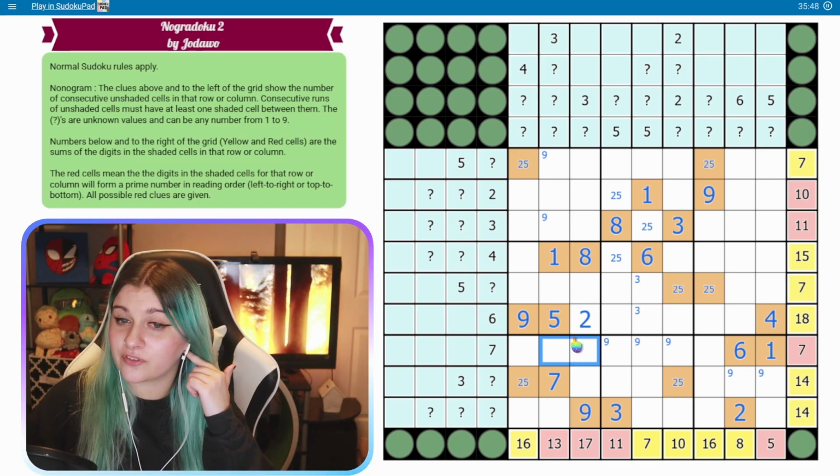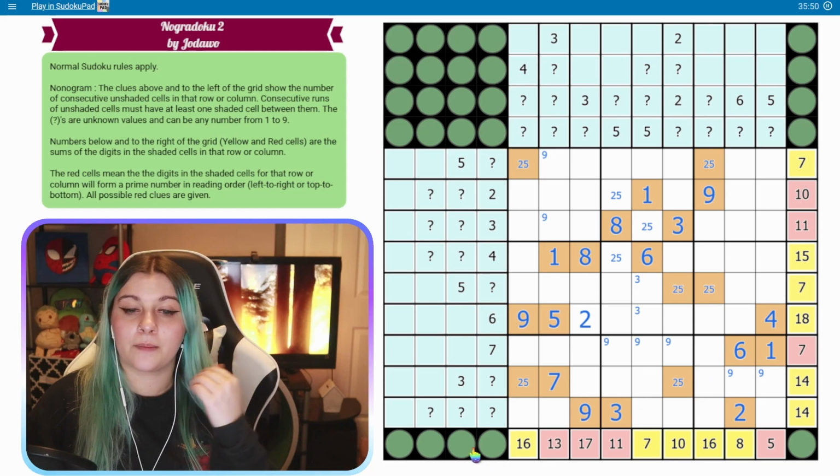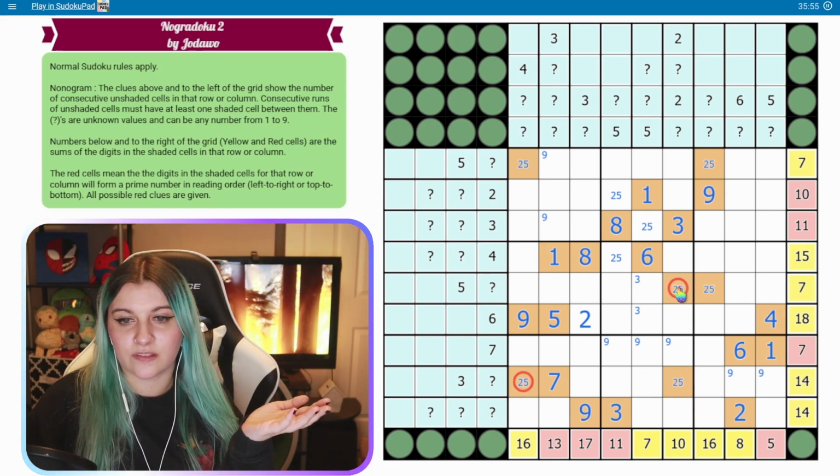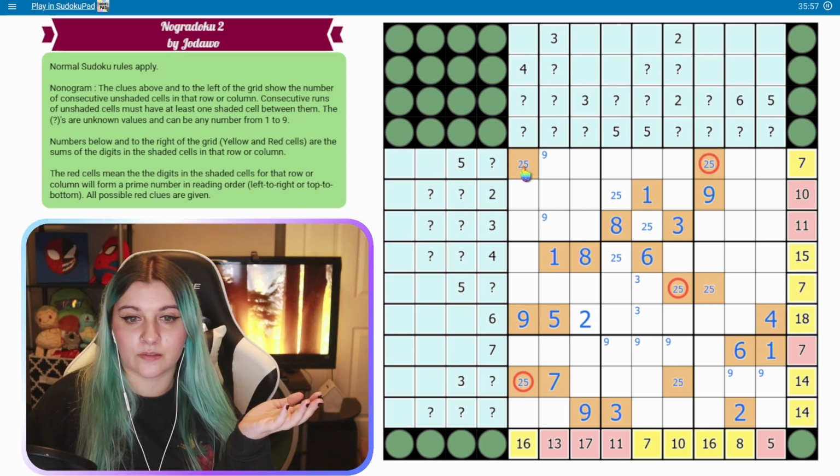I might need to shade for 2, 5s. I was trying to avoid it. If this is the red 2, 5, this will be green. So this will be red, this will be green, this will be red, this will be green.